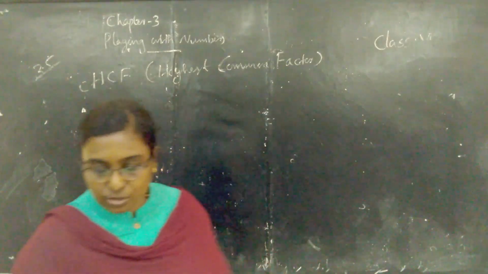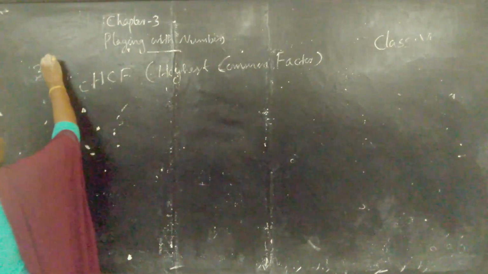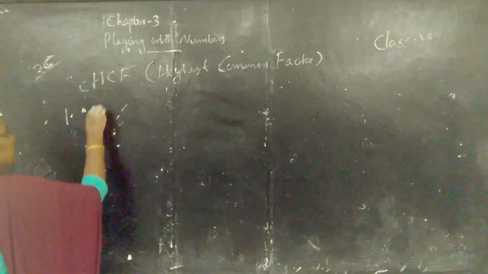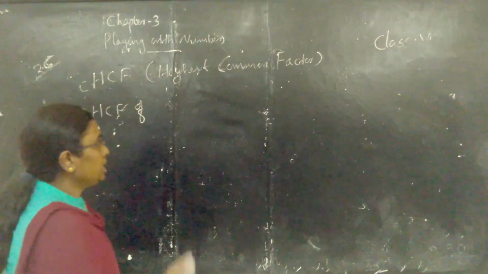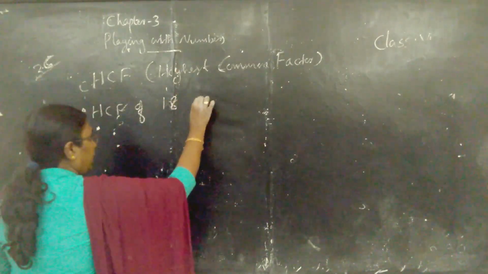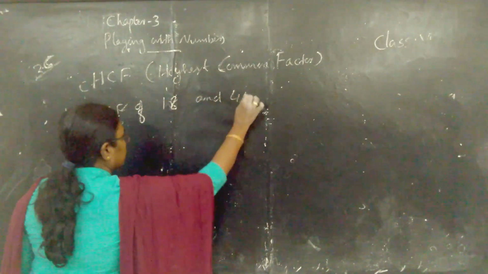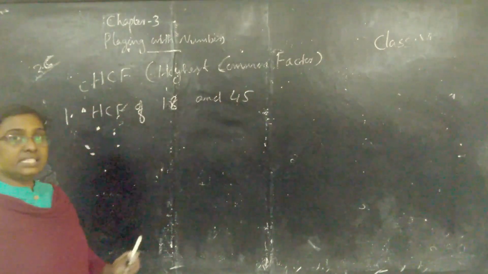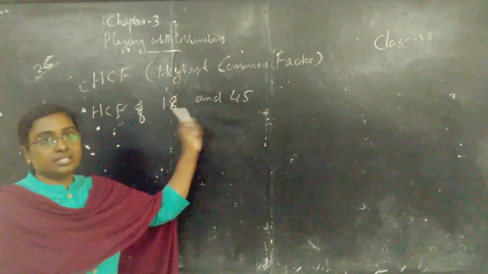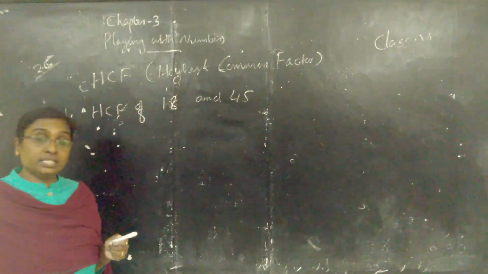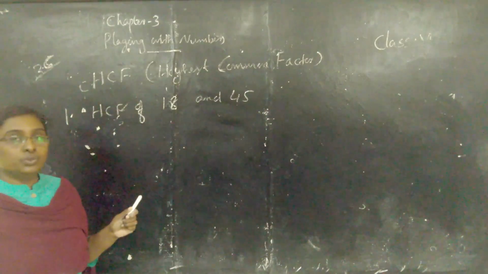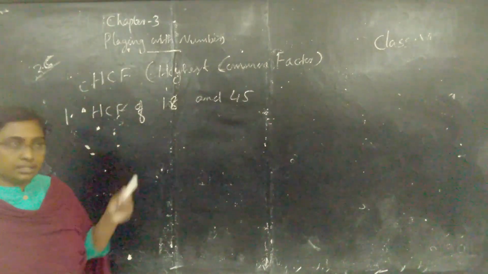For example, first question in Exercise 3.6. Find the HCF of 18 and 48. What is the HCF? The full form of HCF is highest common factor. For that, first we find the factors.